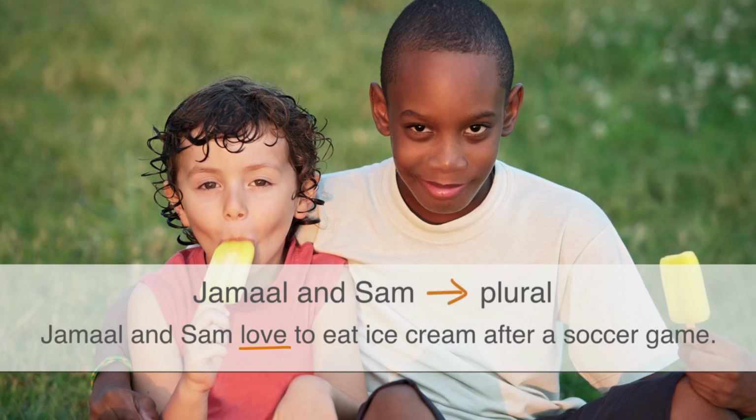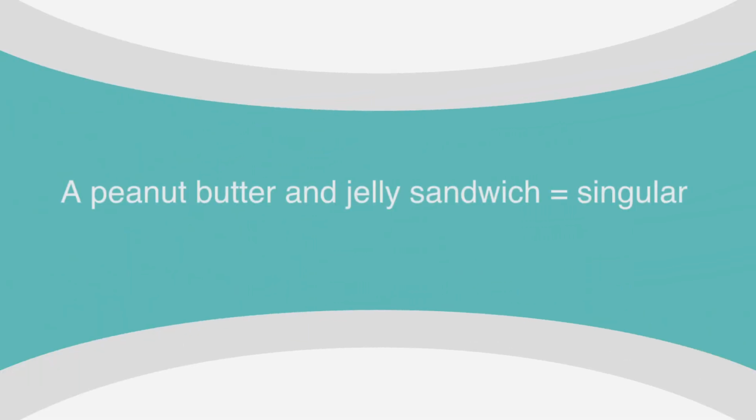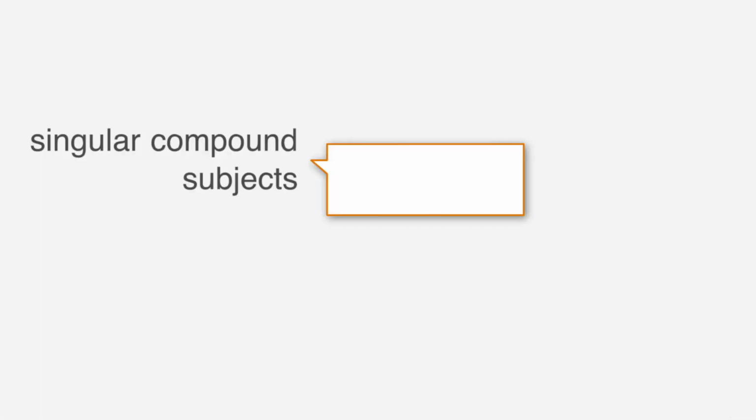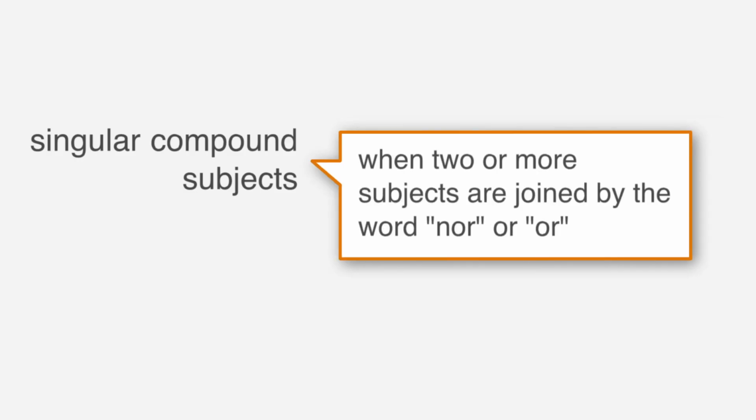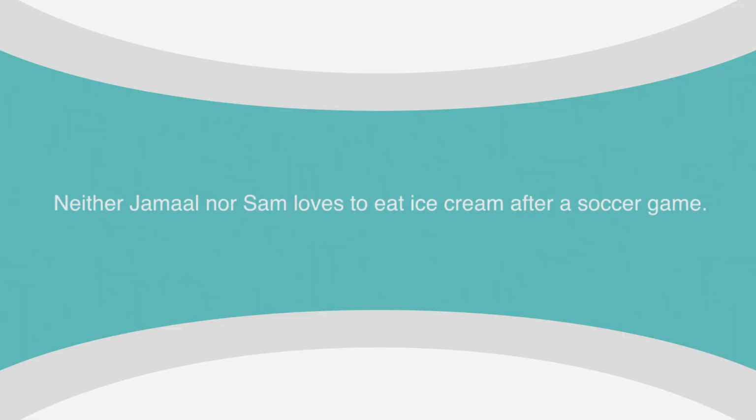Love is then written in the plural. There is an exception. Occasionally, when two words are linked by and, they combine together to create a new singular. For example, a peanut butter and jelly sandwich. But singular compound subjects mostly occur when two or more subjects are joined by the word nor or. Since separating subjects by nor or implies we are referring to one or the other rather than both, we have a singular compound subject as opposed to a plural one. So a sentence like, neither Jamal nor Sam loves to eat ice cream after a soccer game, then takes a singular verb, and love to eat is now loves to eat.